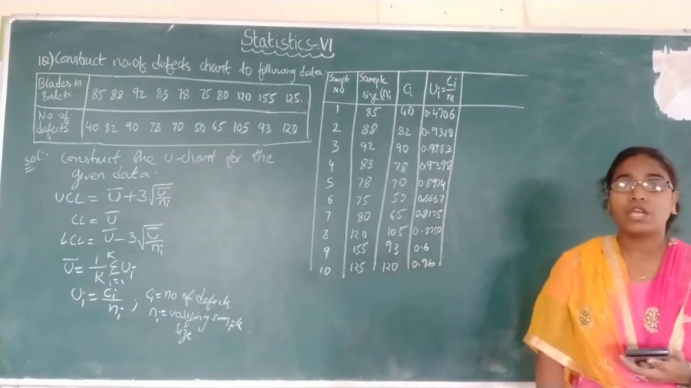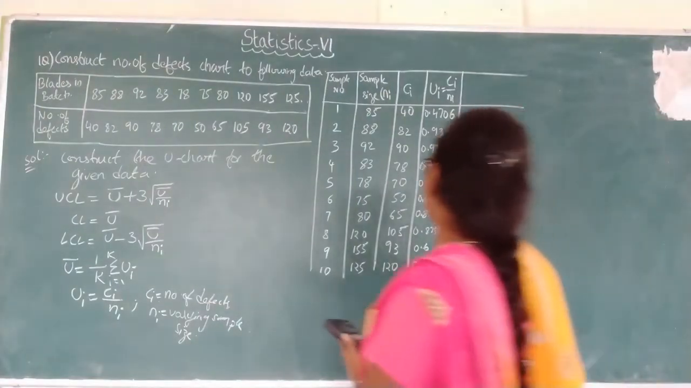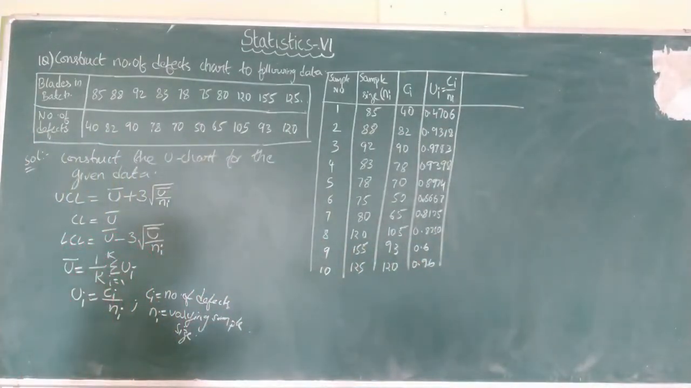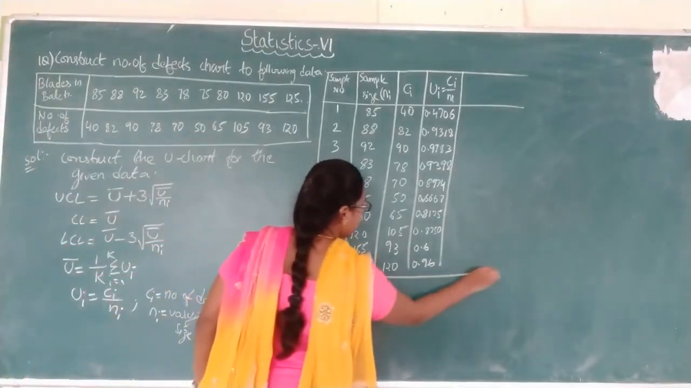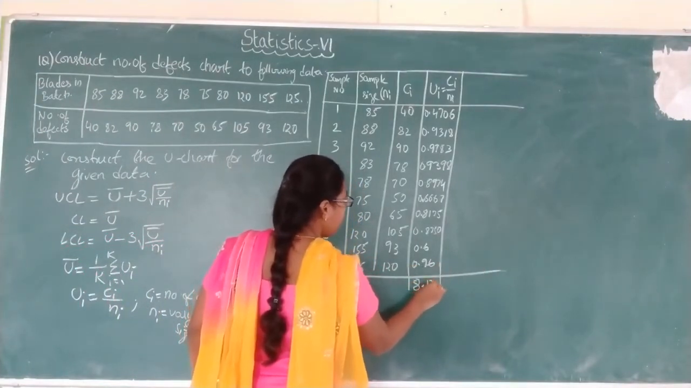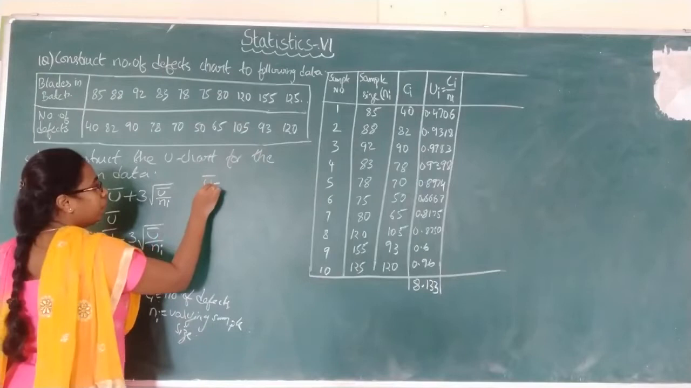So these are the Ui values we got. From these Ui values, first find the summation of Ui. Add all the Ui values given. If you add all the Ui values, you will get the summation of Ui as 8.133. From this you find the U bar value, 1 by K.